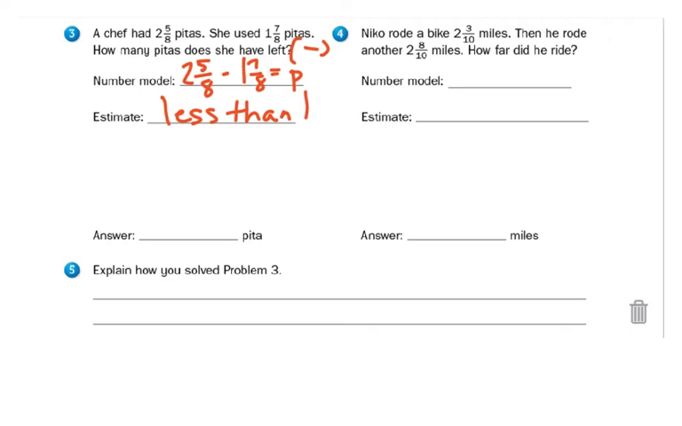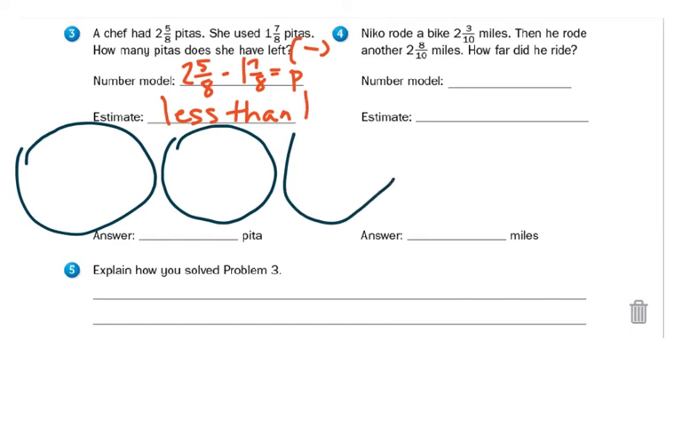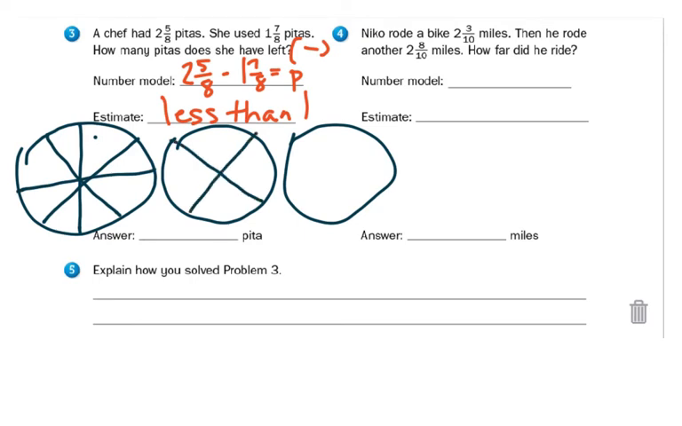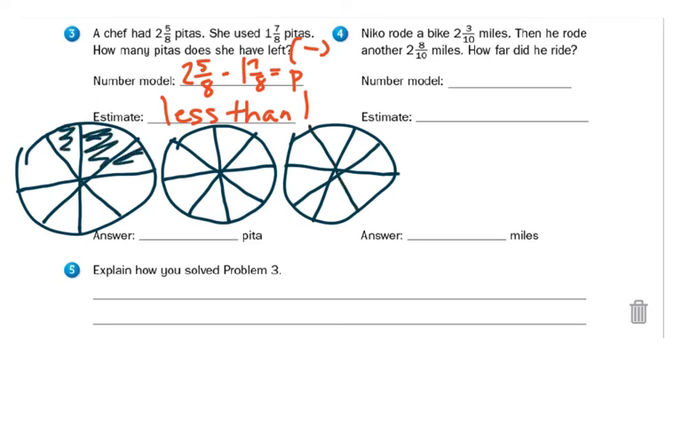And I'm going to do what I did before with the circles. I'm going to take my pitas, here's 2 of them, and 5/8. So this whole, let's divide into eighths. 1, 2, 3, 4. 4 lines will divide into 8 equal parts. 2, 3, 4. 1, 2, 3, 4. All right, so we start off with 2 whole pitas.